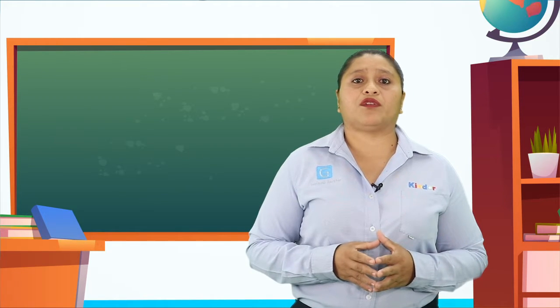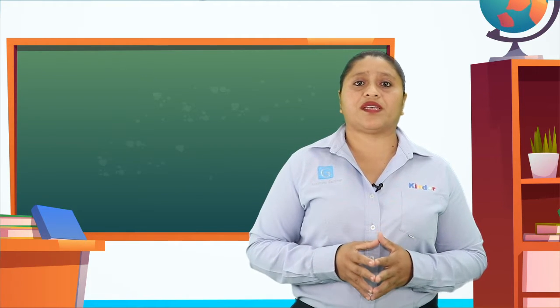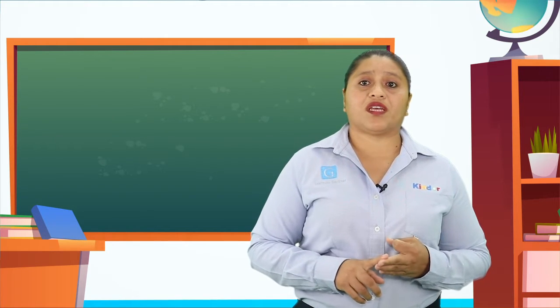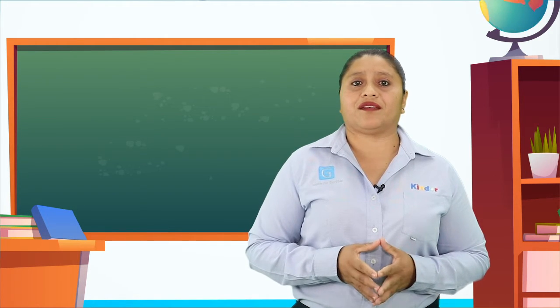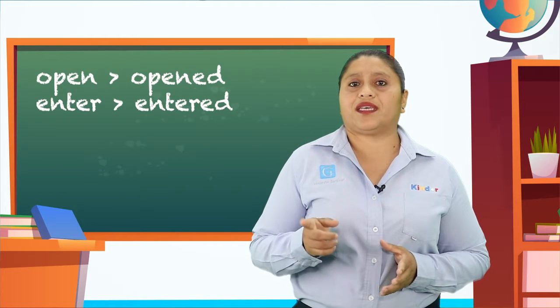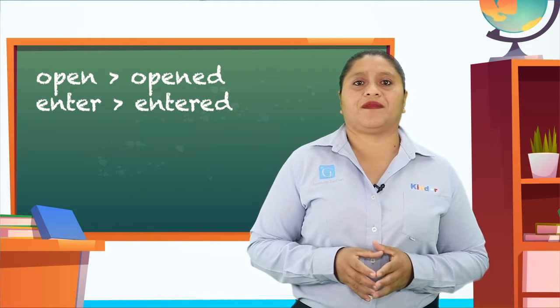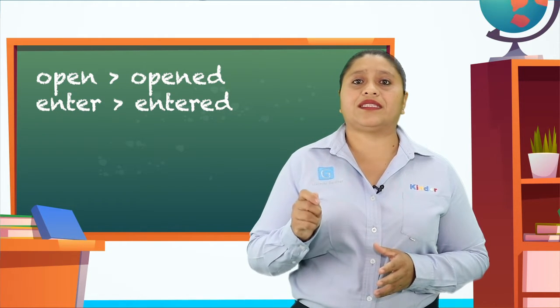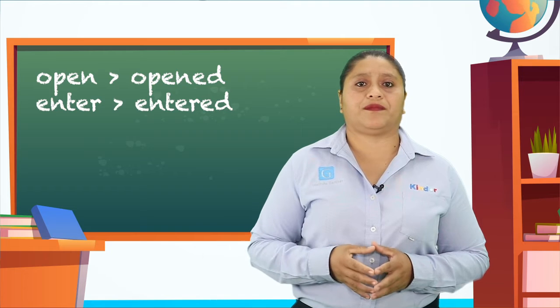If the first syllable of a longer verb is stressed and the verb ends in consonant, vowel, consonant, just add ed. For example, with the verb open, only add ed. It's opened. Enter, entered. Only add ed at the end of the verb.